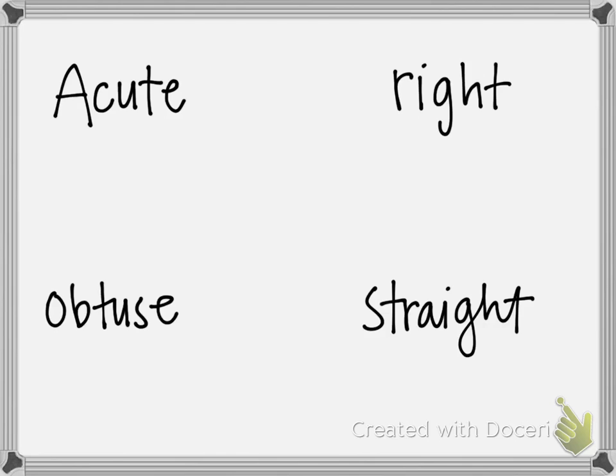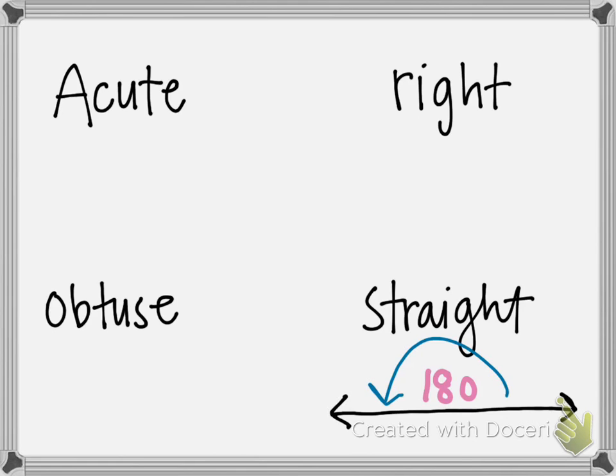So let's start with a straight angle. A straight angle is 180 degrees, and it is a straight line. So let me change out my colors. Okay, a straight line is 180 degrees, and it would look a little bit like this. So I'm using the blue line to show the measure of degrees or how the line would appear.